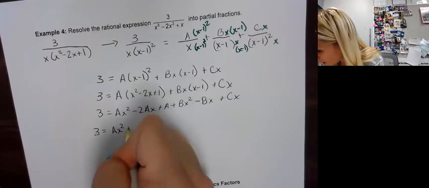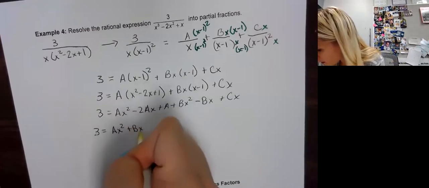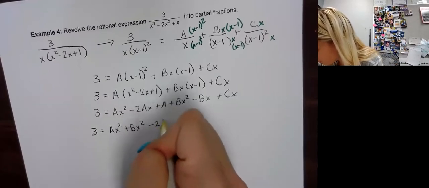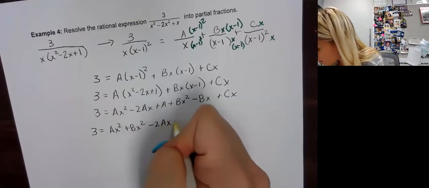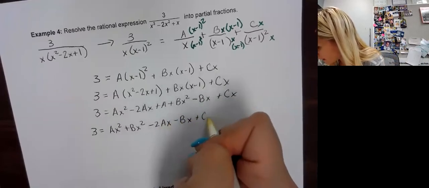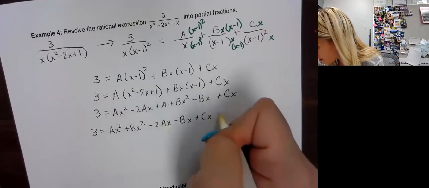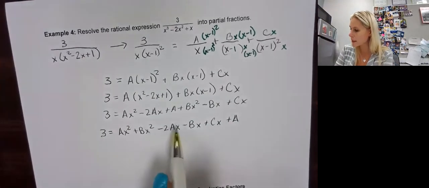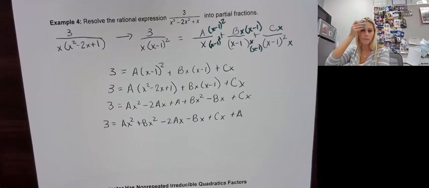I have a bx squared. Now I get my x's. I have a minus 2ax minus bx plus cx, and then plus a. So see how I group them together? There's my x squareds, my x's, and my constant.